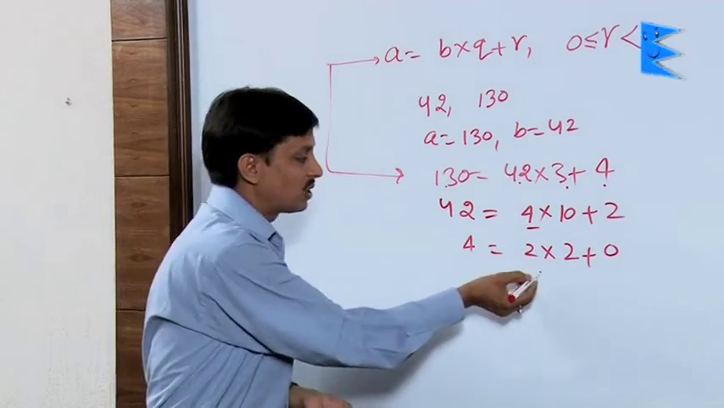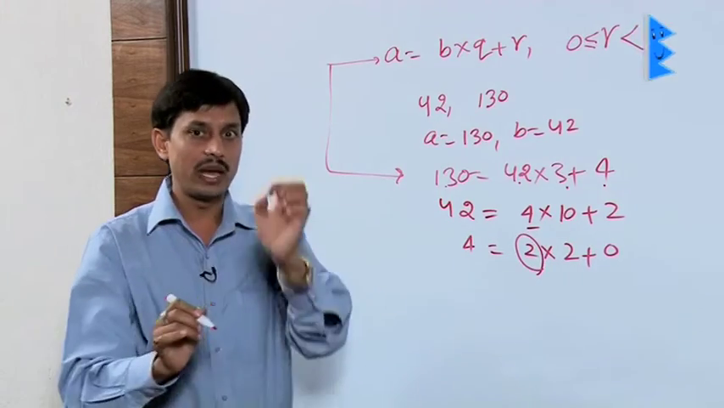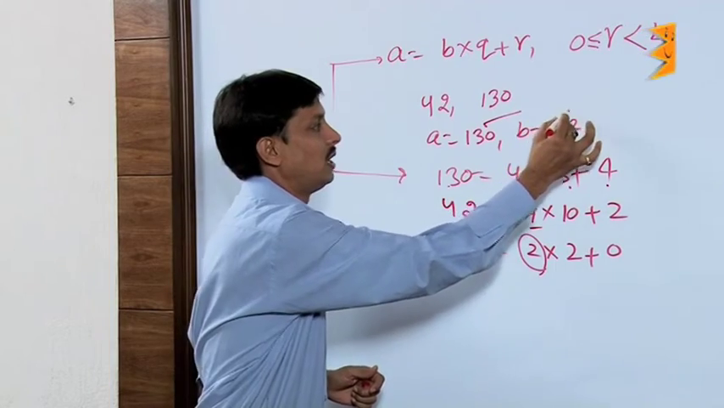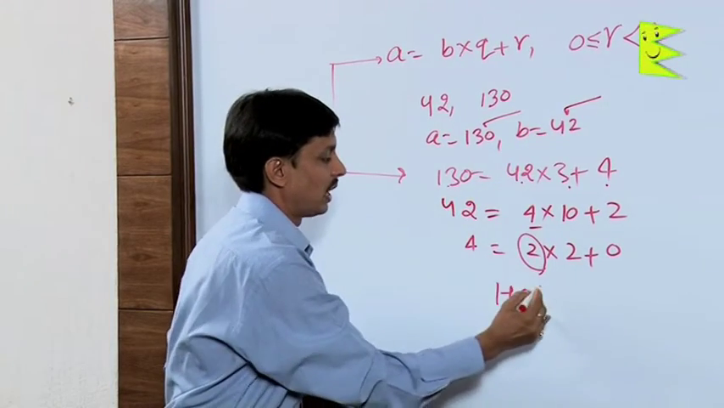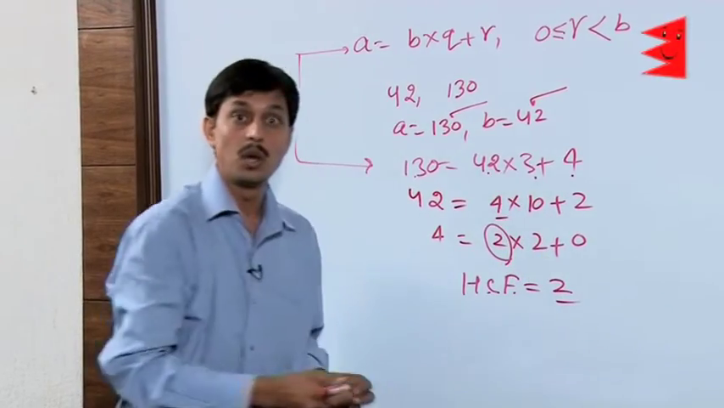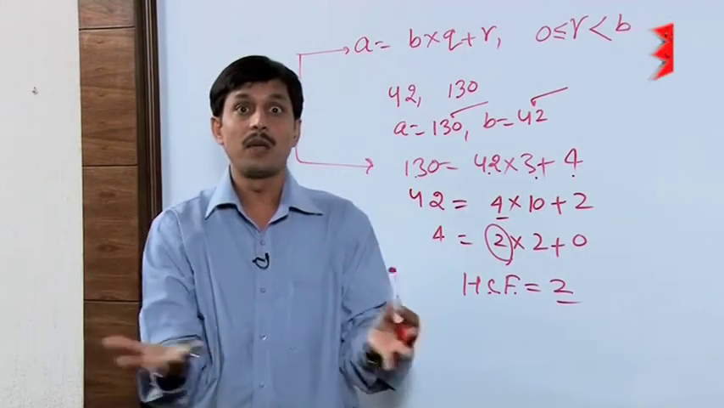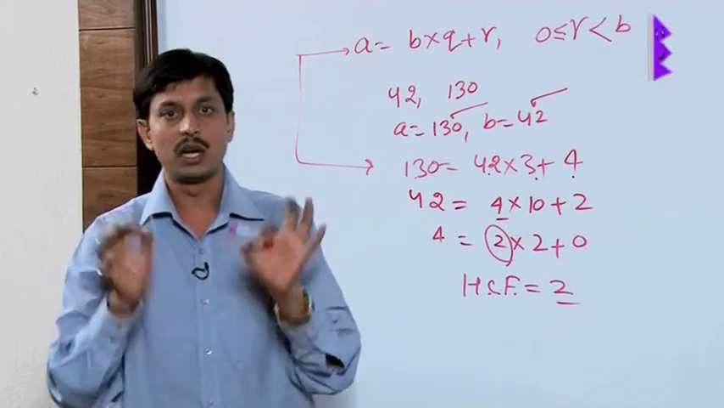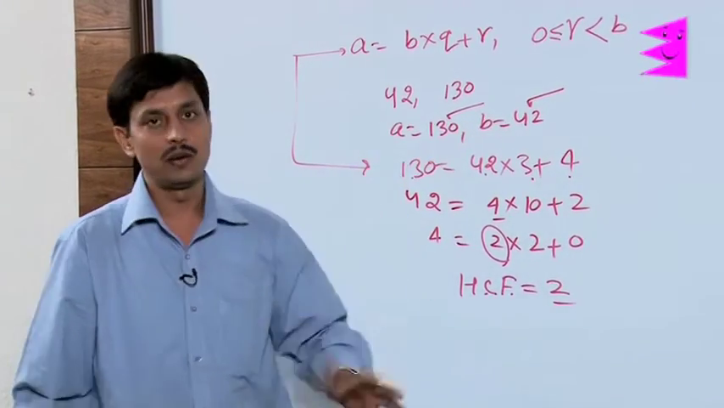So the last divisor is known as the HCF. Hence the HCF of 130 and 42 becomes 2. Now a big question comes: if I ask you the reverse, what is the reason that 2 is the HCF of 130 and 42?